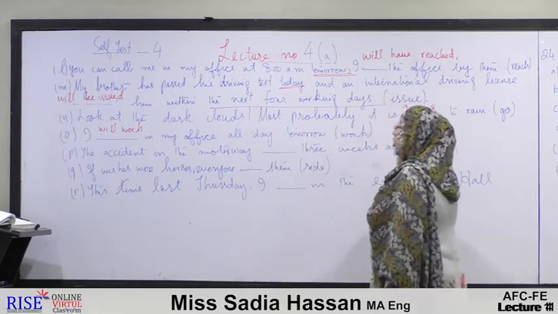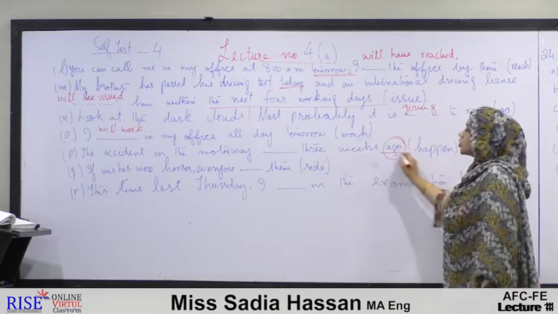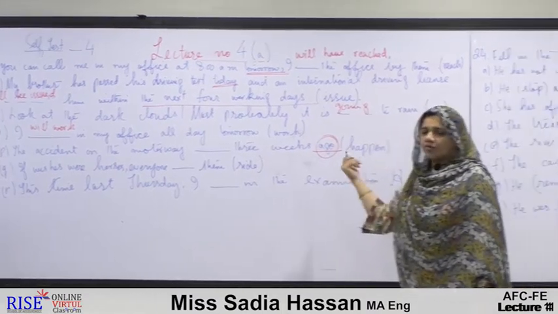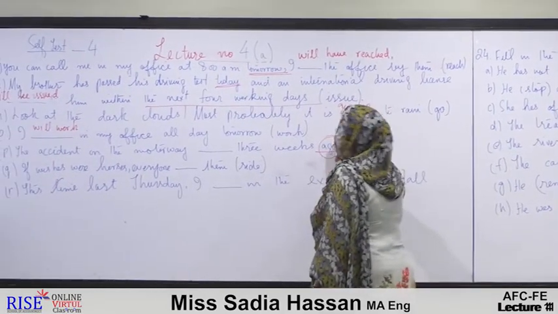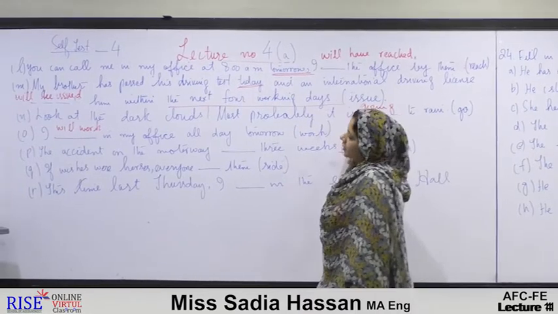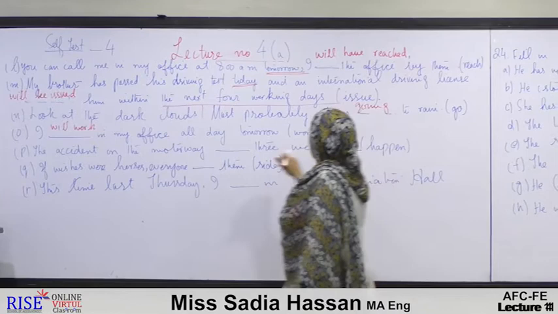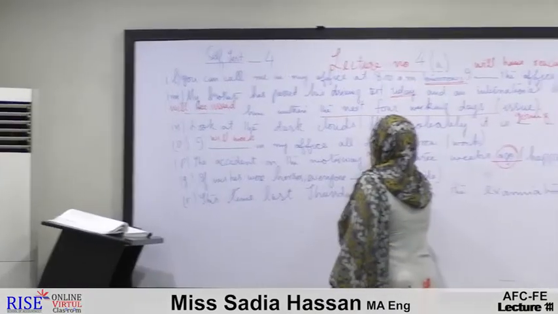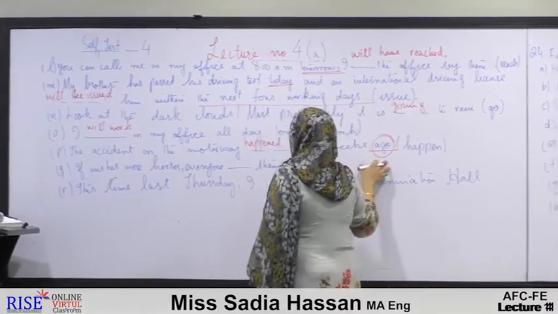The accident on the motorway three weeks ago. Ago shows the past adverb of time. Whenever it has been provided to us, we always go for the past form of the verb or the past participle. The accident on the motorway happened three weeks ago.